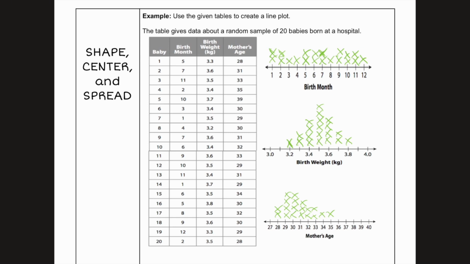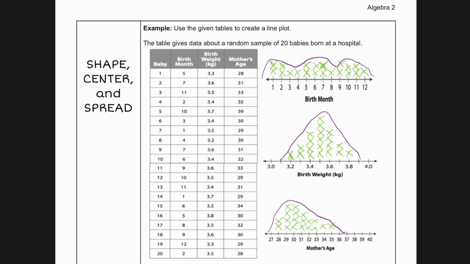All right, so now we've actually made these line plots. And so now what are we going to do with it? Okay, well, we're going to make or draw a curve over these. And as you can see, some of mine, this one kind of went over the X there, this one went over the X there, and this one didn't touch it. And that was just me making errors when I touched the X. It was an accident. That's okay.